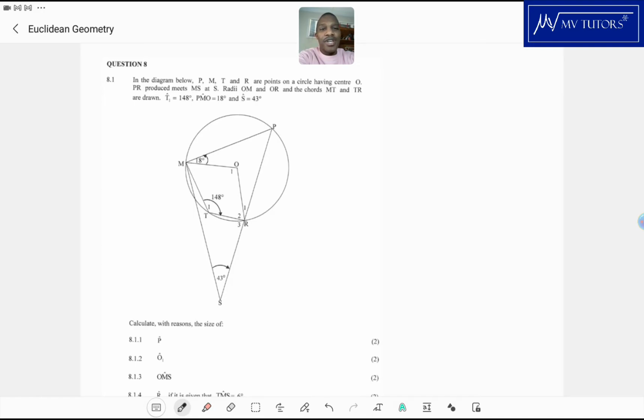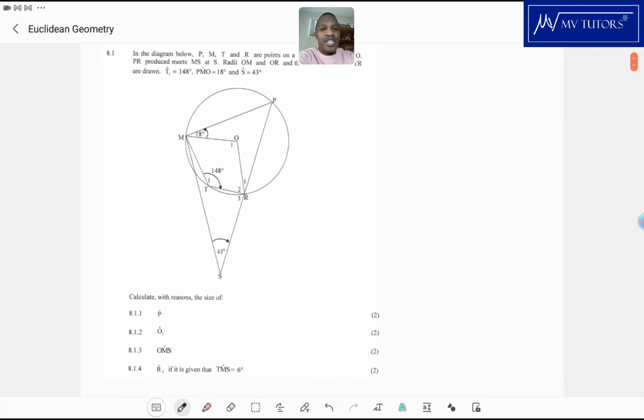So if you look at this question and you see that there is something you don't understand in it, well, you're at the right place. Stick around, and by the end of this session, you will be confident.